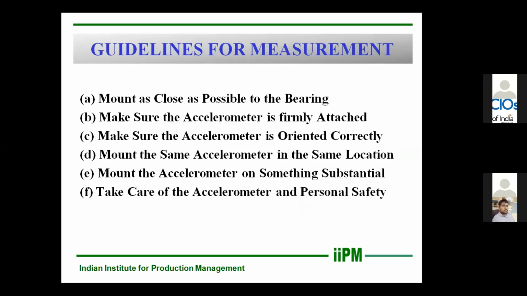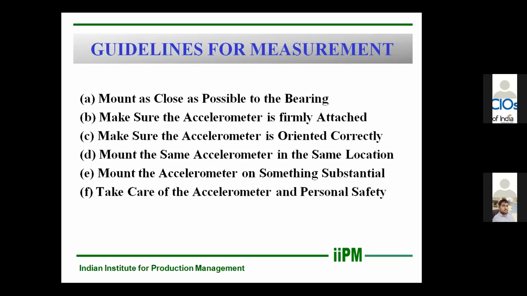Make sure the accelerometer is oriented correctly, because, as I said, for different types of faults we need to take readings in different directions. Likewise, for unbalance we need to take readings in the horizontal direction, and for misalignment we should take them in the axial direction. So this orientation should be kept in mind. Then mount the same accelerometer in the same location.